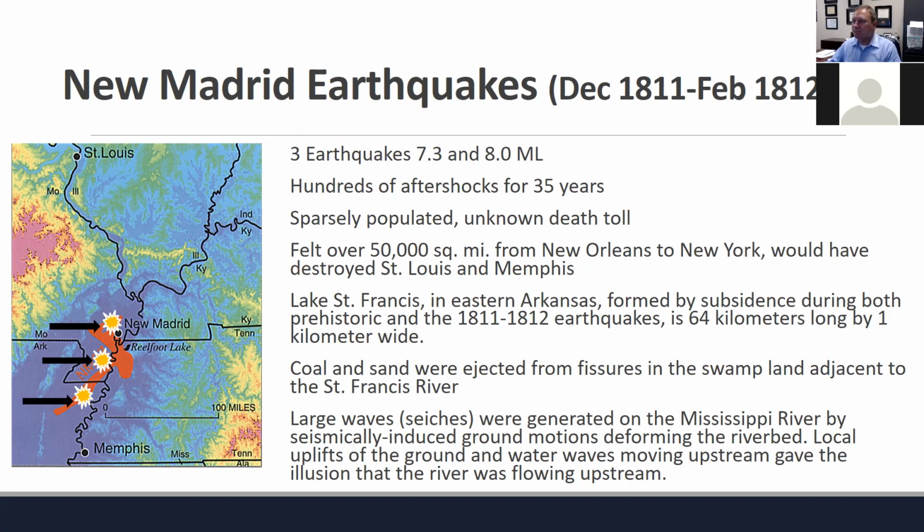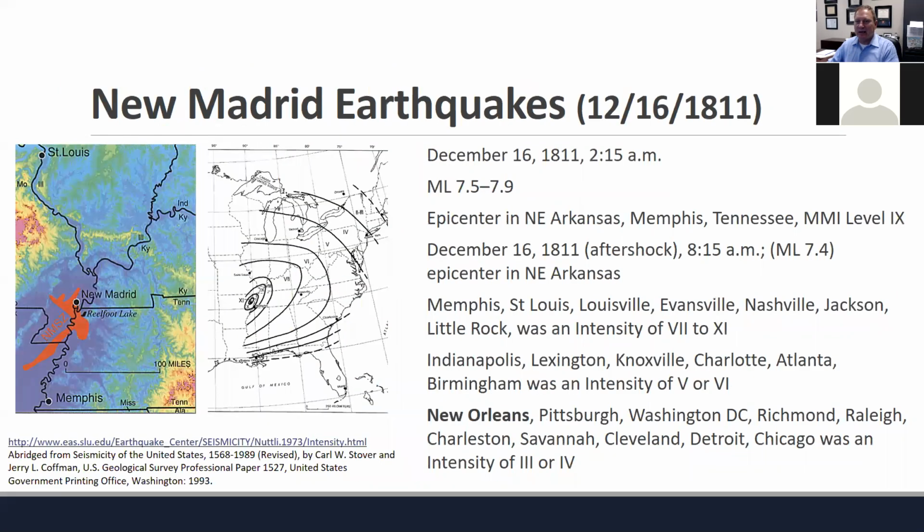And again, there were hundreds of aftershocks for 35 years. Look at the types of changes that took place to the Mississippi River. And again, a lake was formed. It just reminds you again just how catastrophic that event was.